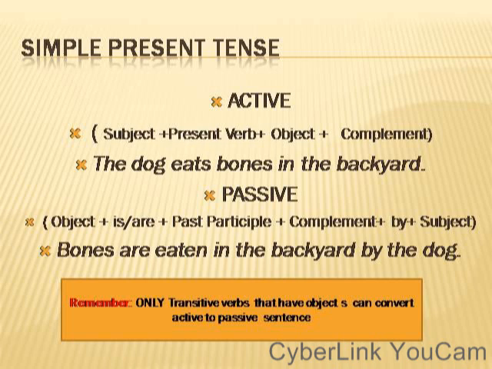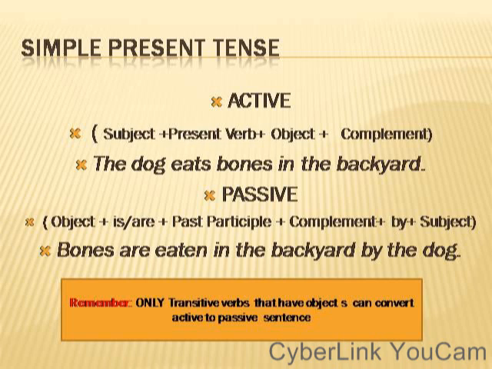So active convert to passive. So in passive, here's the formula for the simple present tense. Object plus the linking verb is or are plus past participle plus the complement plus the by plus the subject. So it becomes like this: Bones are eaten in the backyard by the dog. So as you can see, in the active, bones is the object, but in the passive, it becomes the subject.